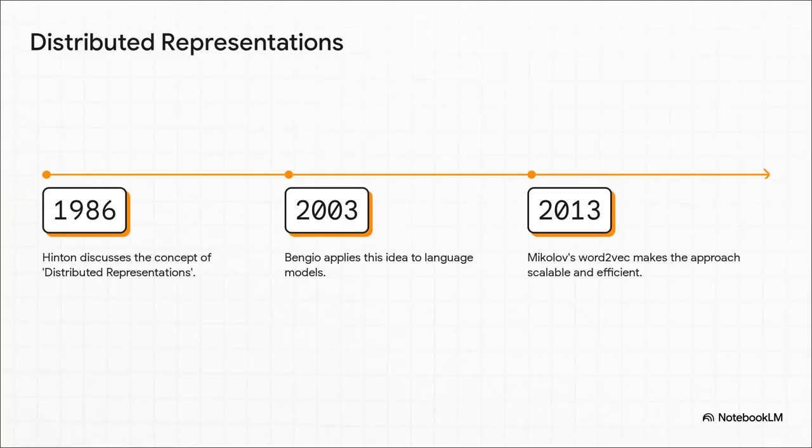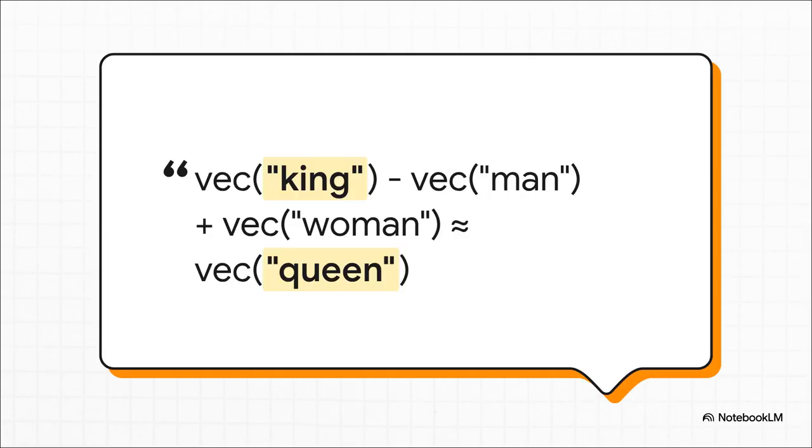Now, this idea of distributed representations had actually been floating around since the 80s, but it was Yoshua Bengio in 2003 who really connected the dots and applied it to language. He suggested learning a unique vector, an embedding, for every single word. But the real breakthrough came in 2013 with Tomas Mikolov's word2vec, which finally made the whole approach efficient enough to work at a massive scale. And that unlocked everything.